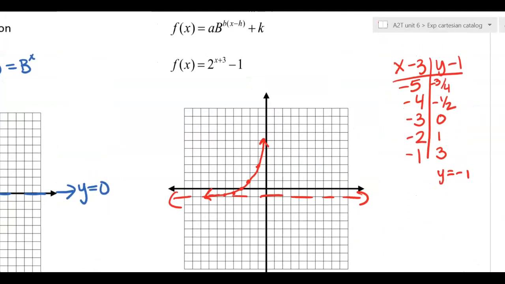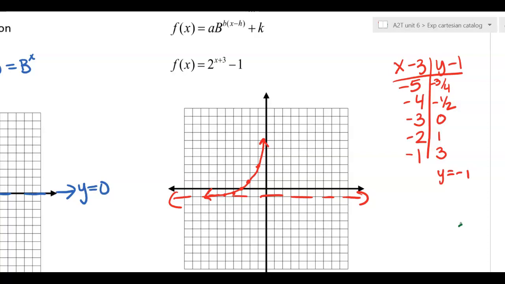So here's the points I got for my graph. So here's my table of points. I took my x values and shifted them to the left 3, okay, because my h was -3. I took my y values, I shifted them down 1 because my k was -1, okay? And then, so here's my asymptote at y equals -1 instead of at 0. And then here's the points.